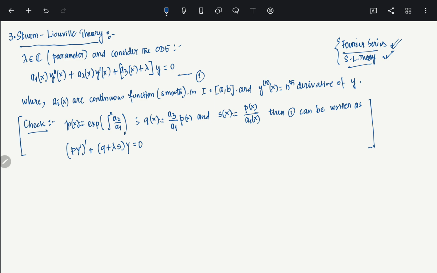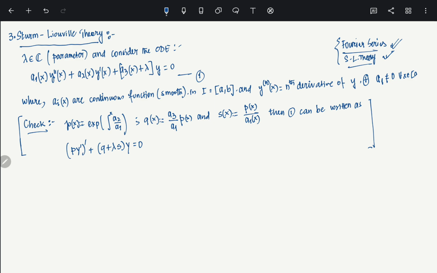Essentially, this is the concept of integrating factors. Please do that. Now, for this to work, a1 has to be non-zero. So let's add a little assumption here that a1 is non-zero for all x in the interval.